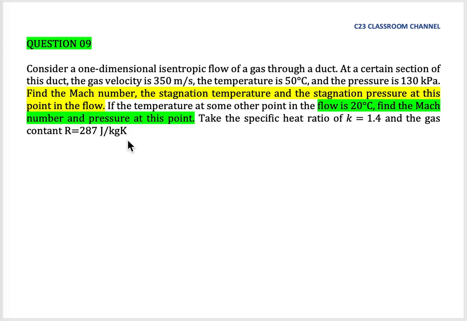In this situation, we need to understand that we have a duct. Then, one type of gas flows inside this duct. The gas velocity is 350 meters per second, the temperature is 50 degrees Celsius, and the pressure is 130 kilopascal. We need to find what the Mach number is for this condition.